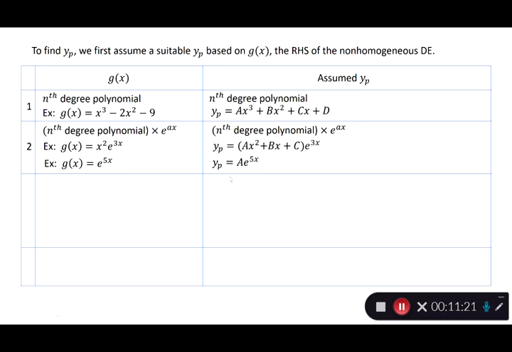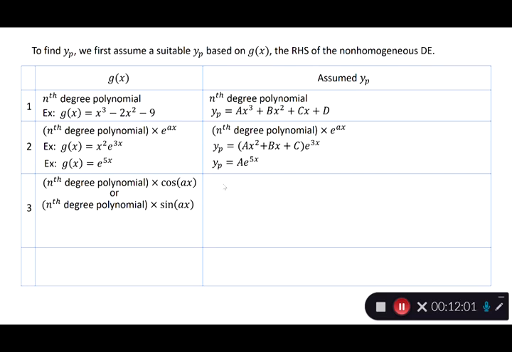Cool? Third, what's up with an nth degree polynomial times cosine of ax? Maybe I will go ahead and ask you to guess. If you said, oh, this is nth degree polynomial times cosine, yep, nth degree polynomial times cosine ax, a generic one. Not quite.